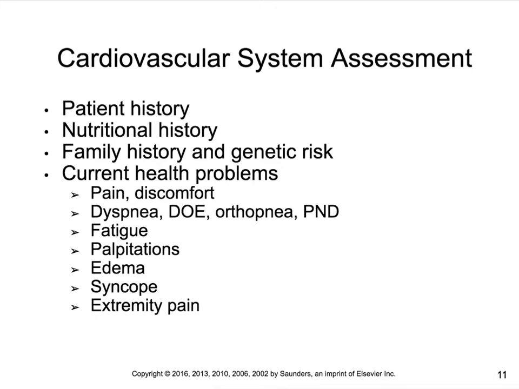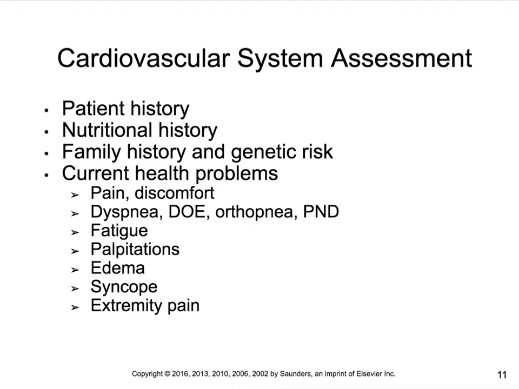Non-modifiable is going to be your age. We can't change that, unfortunately. We haven't figured out how to do that yet. Hopefully soon. Your gender, your ethnic origin, and the family history of cardiovascular disease. Your family history is your family history, and you can't change that. And when we're talking about family history, we're talking about a history of any kind of coronary artery disease, any kind of cardiovascular problems.